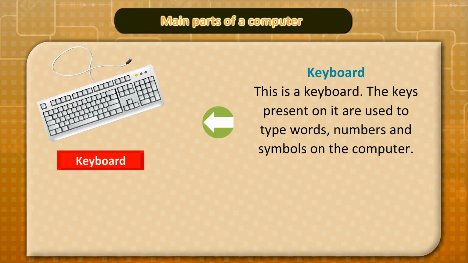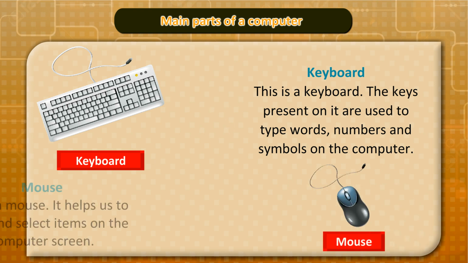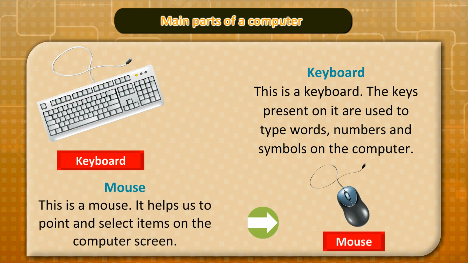Keyboard. This is a keyboard. The keys present on it are used to type words, numbers and symbols on the computer. Mouse. This is a mouse. It helps us to point and select items on the computer screen.